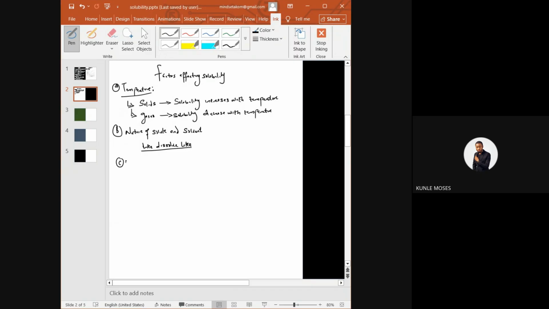Another one is pressure, and this is applicable to gas alone, any substance in question. So increased pressure will increase gas solubility.